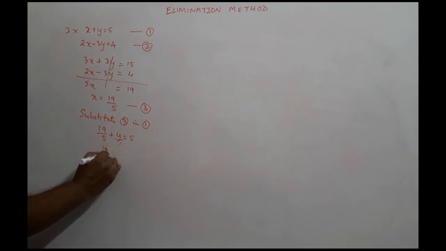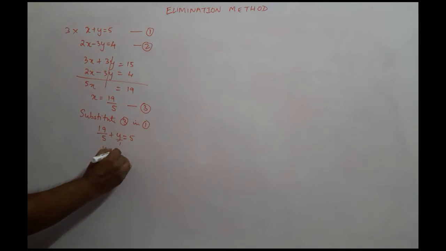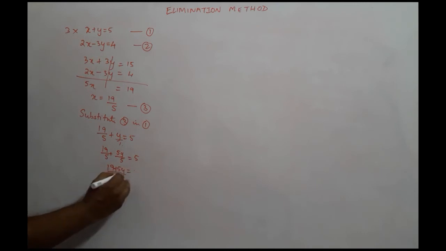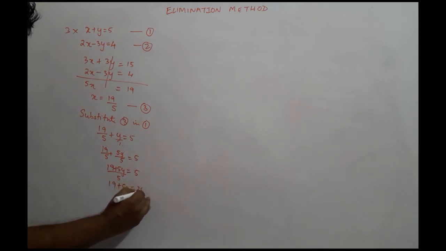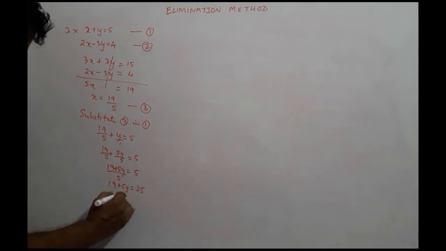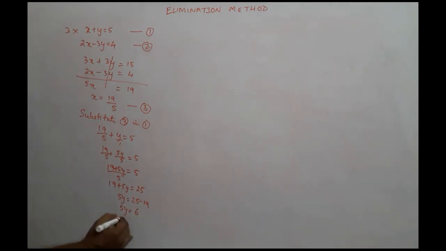So we multiply the numerator and denominator with 5, and we get 5y upon 5 equal to 5. This can be written as 19 plus 5y upon 5 equal to 5. 5 goes on the other side, it gets multiplied with 5, and we get 19 plus 5y equal to 25. Fine. 19 goes on the other side, becomes negative, and we get 5y equal to 25 minus 19. 5y is equal to 6. 25 minus 19 is 6. And y can be written as 6 upon 5.